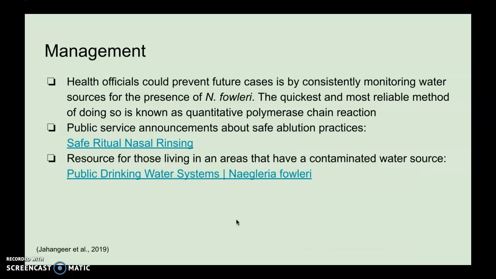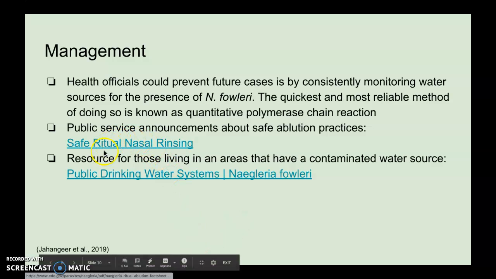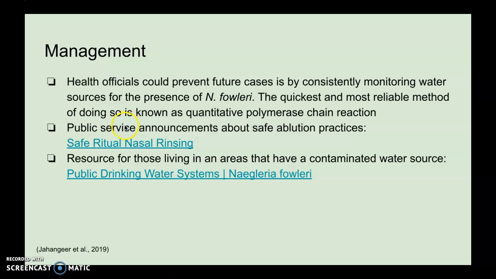fowleri. So in terms of management, public health officials need to consistently monitor water sources for the presence of N. fowleri. The best way to do this is through quantitative polymerase chain reaction. Another key with management is education and public service announcements. So here I've included a CDC resource on safe ritual nasal rinsing, and that would be targeted for people who are doing ablution, like I had mentioned, how to safely do that.